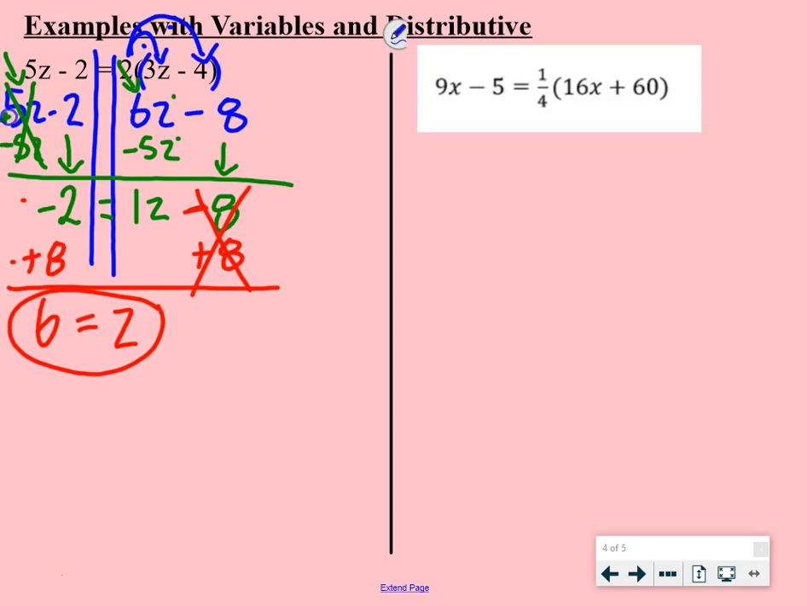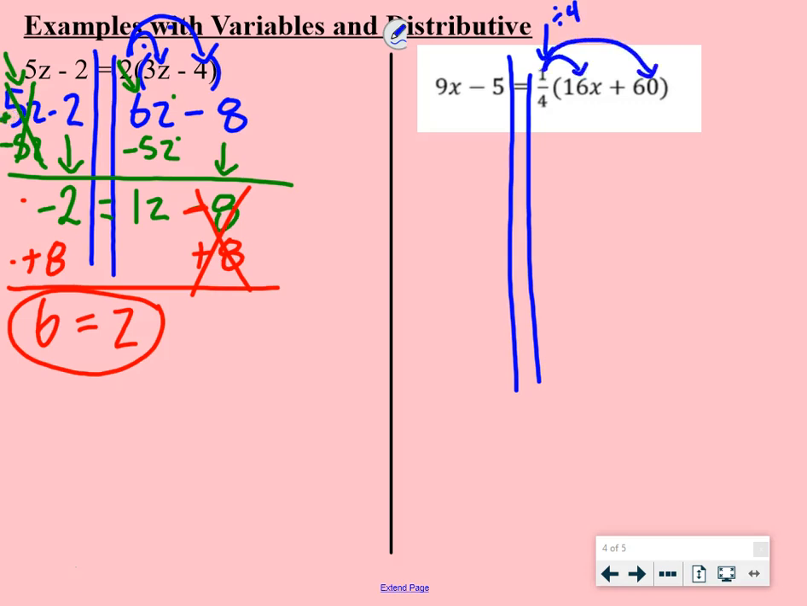Our second example with distribution. If we look, we see a fraction. Don't let the fraction scare you. 1/4 just means we're dividing the numbers by 4. So we're going to take 1/4, distribute it to the 16x and the 60.